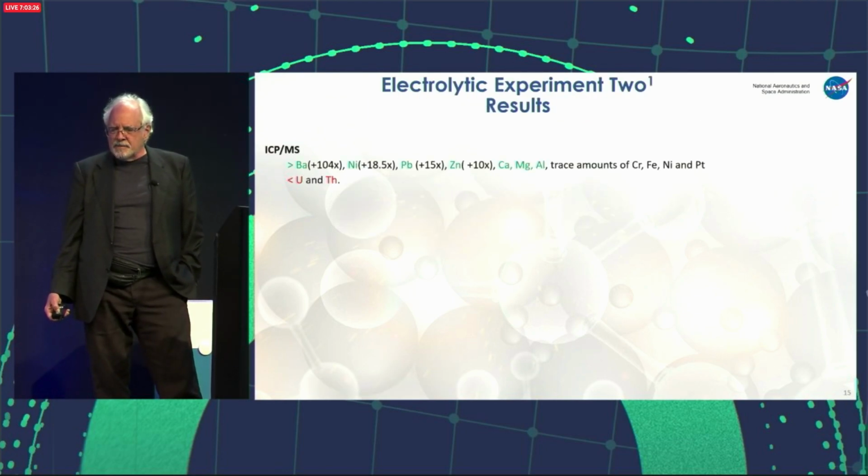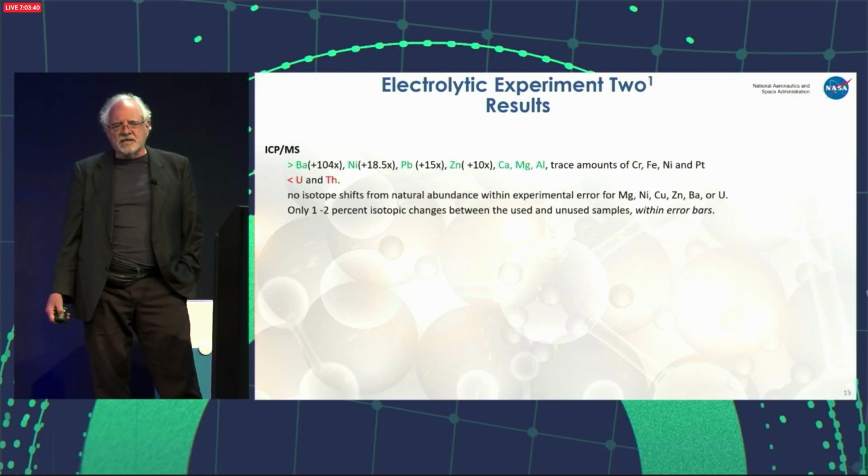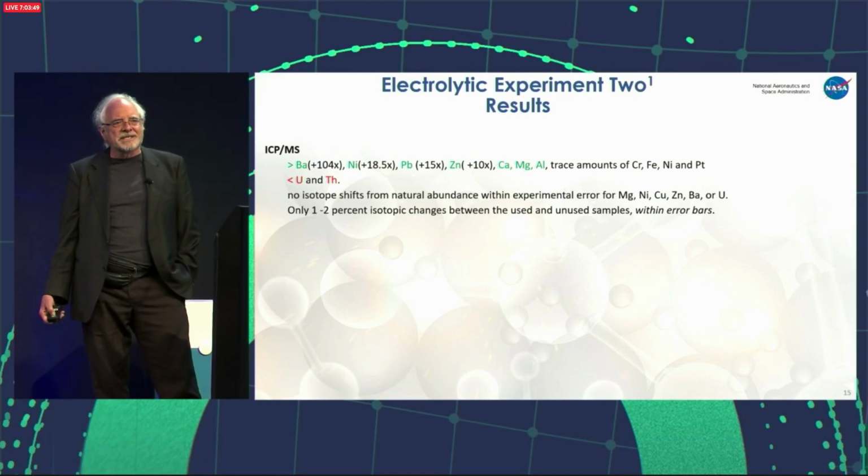So the ICP mass spec, we found increases in barium, nickel, lead, zinc, calcium, magnesium, and aluminum, and some trace amounts of chromium, iron, nickel, and platinum, and a decrease in uranium and thorium. But there were no isotope shifts from natural abundance. And there were only 1% to 2% isotopic shifts between the used and unused samples, well within 1 sigma error bars.